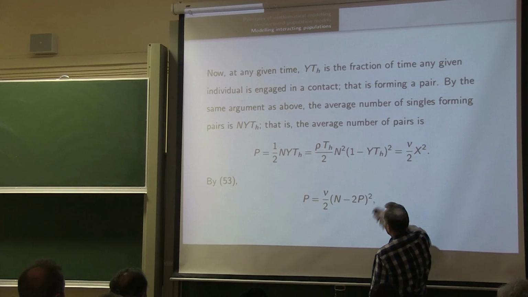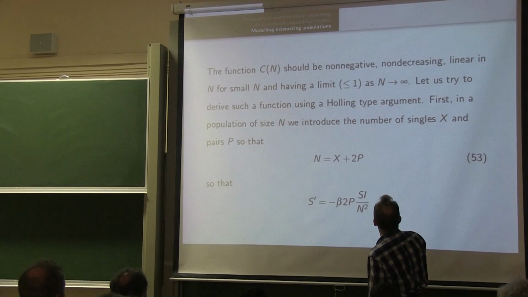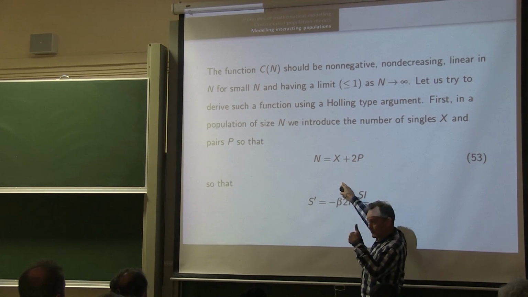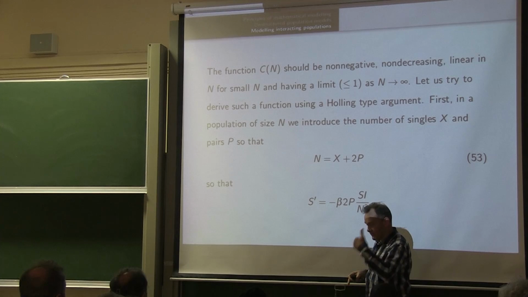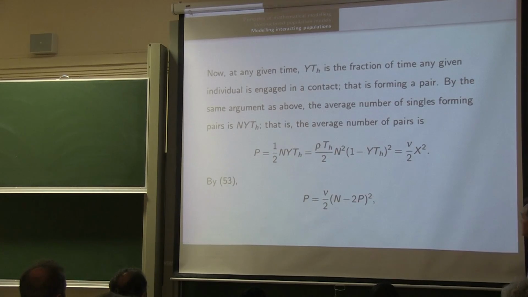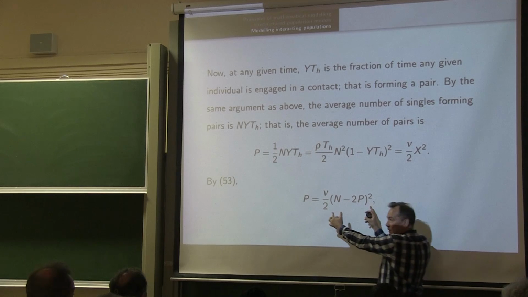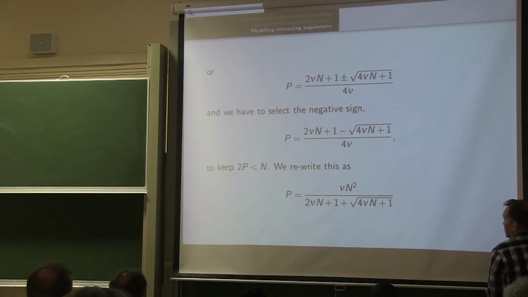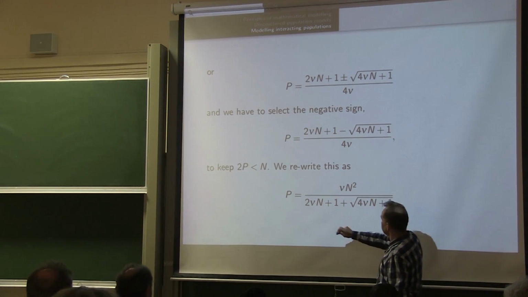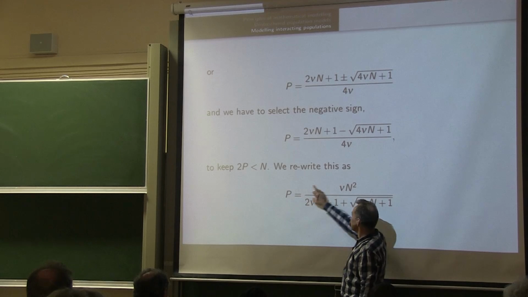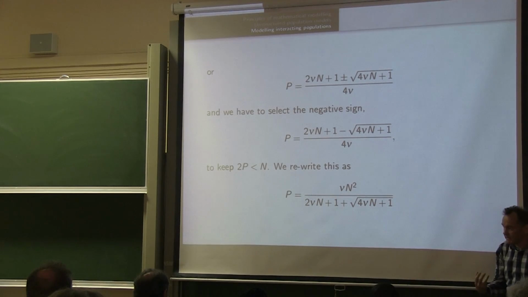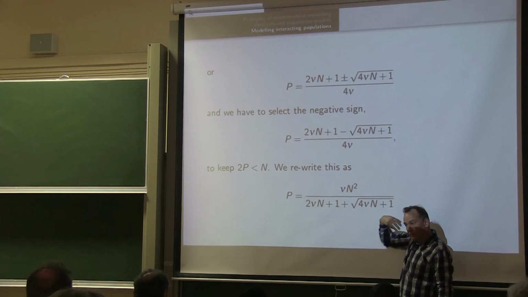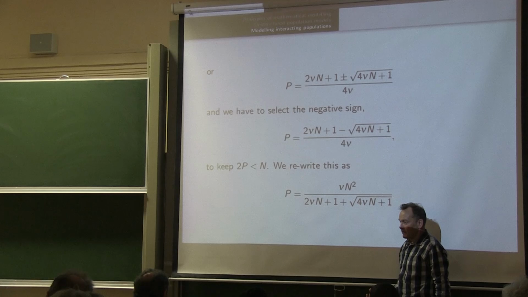I now replace it in my conservation equation. Remember, physics rules. The conservation equation, the balance equation, must be satisfied. So I obtain a quadratic equation for P, which I can solve. And after some algebra, I obtain that the average number of pairs is given by this equation. It is not exactly the Holling equation. The Holling equation would be if I had this removed. But qualitatively, this is the same formula.